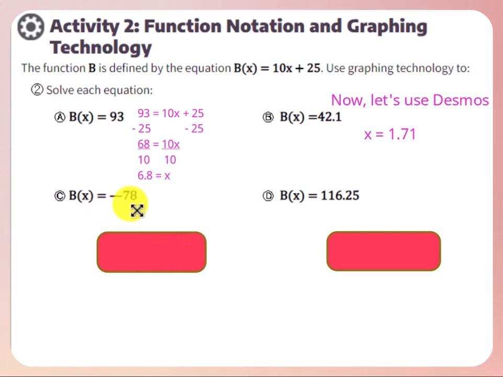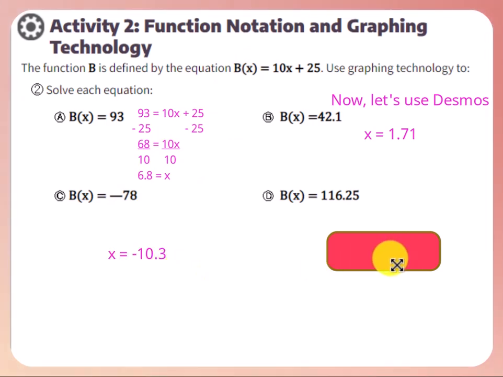All right, so for part C, you're going to replace b of x with negative 78. Solve for x, and you should have gotten negative 10.3. For D, again, this goes into the function where you see b of x, so it's going to be substituted here. Write that down in your workbook, show your steps, pause the video, and then check your answer. The answer I got was 9.125.